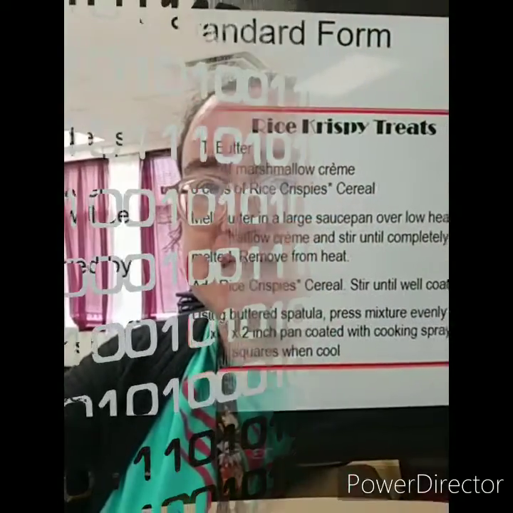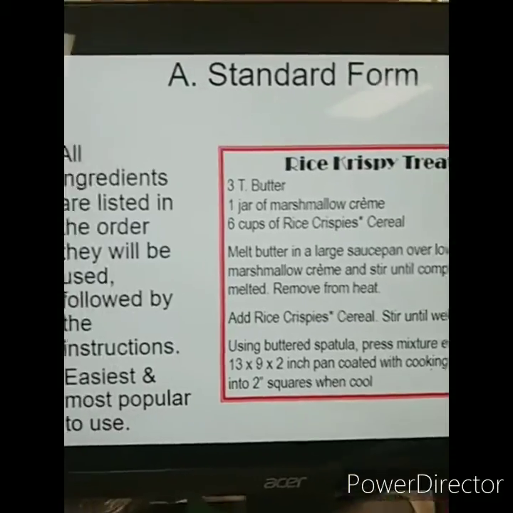Hi guys, this lesson's about recipe formats. Recipes are written in many different ways, which can make it hard for you to understand how to make them sometimes. Today I'm going to talk to you about 3 basic formats. Okay, the first one I want to talk to you about is the standard form.